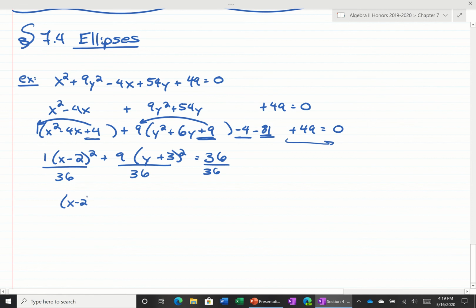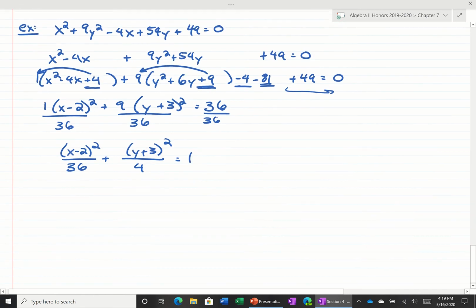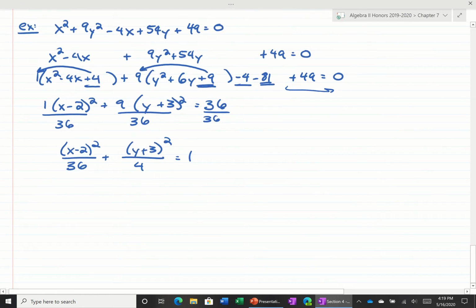We get x minus 2 squared over 36 plus y plus 3 squared over 4 would equal 1. The bigger numbers are a squared. Smaller numbers are b squared. So we know a is 6. We know that b is 2. It's horizontal because the bigger number is underneath the x.